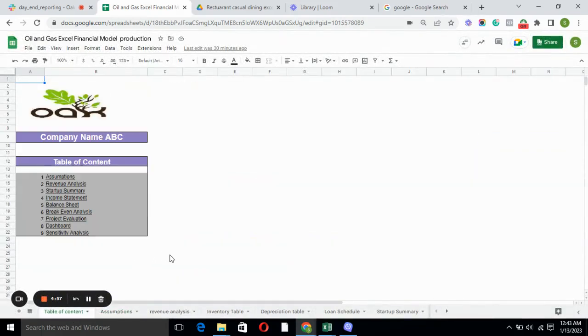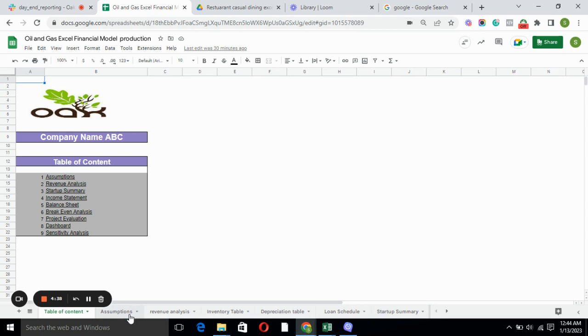Hello everyone, I'm back with another model, which is an oil and gas Excel financial model. Currently I'm on the table of contents, which includes assumptions, revenue analysis, startup summary, income statement, balance sheet, breakeven analysis, projected valuation, dashboard, and sensitivity analysis.